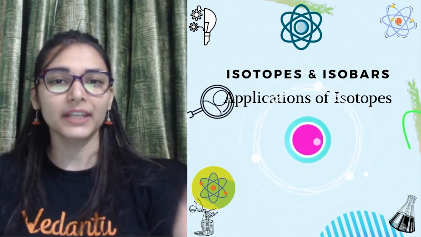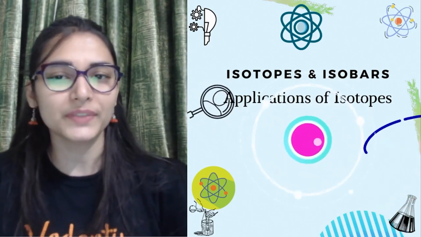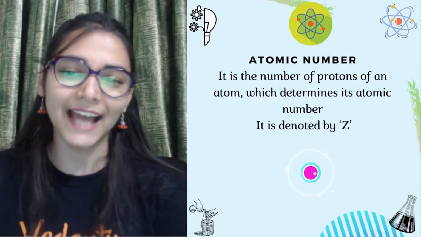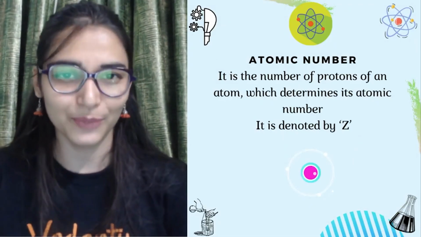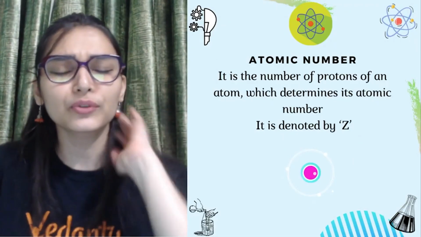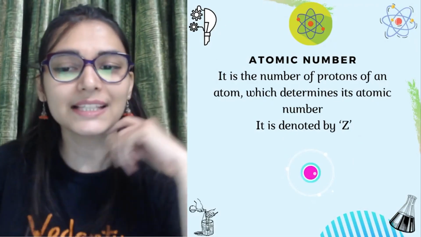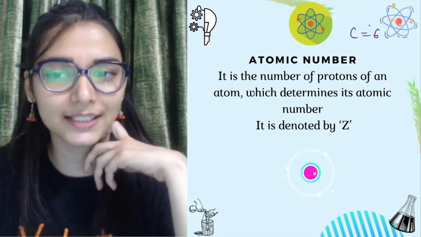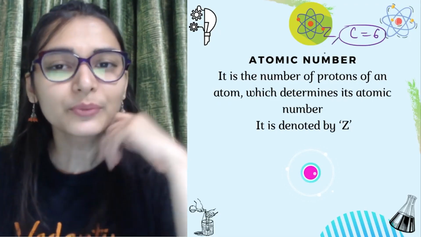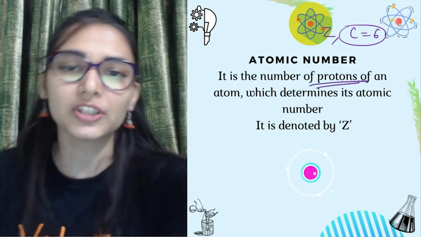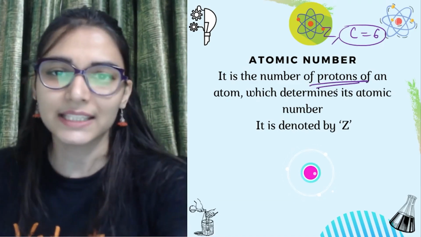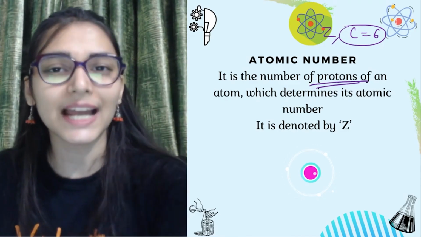Now let's go to the next topic, that is the isotopes and the isobars and the applications. So this is very important. इससे पहले I hope you know about atomic number. When I say atomic number of carbon is 6. Atomic number is the number of protons which is present in an atom. That's it. कितने protons है atom में? That is the atomic number.